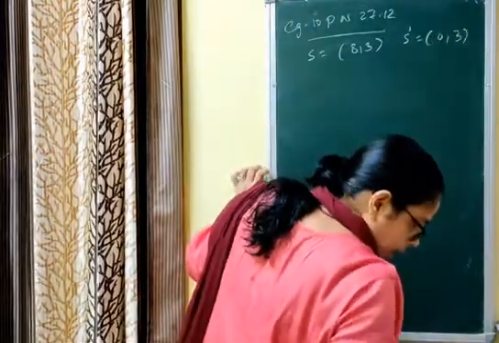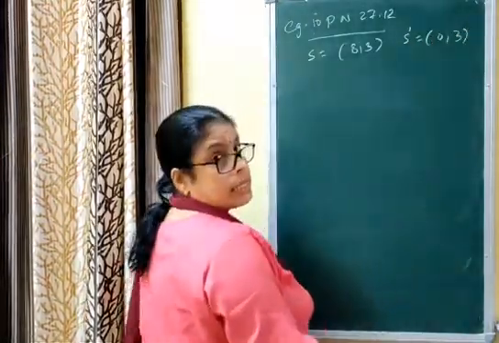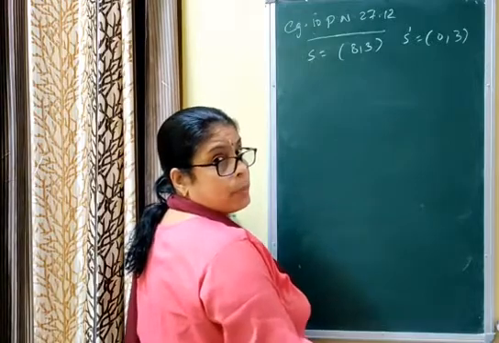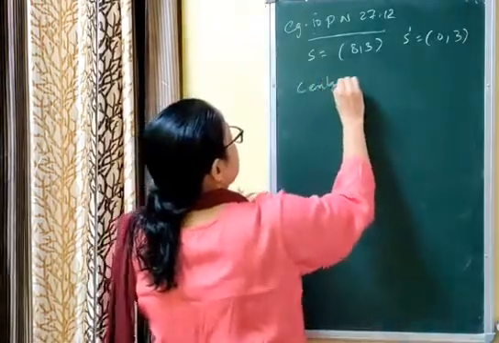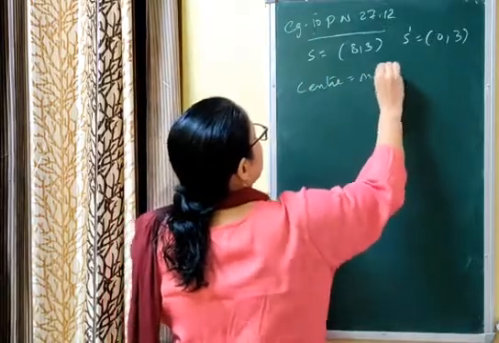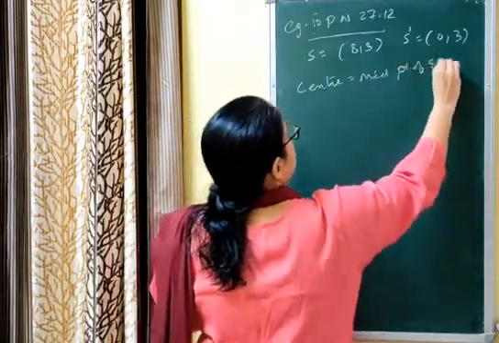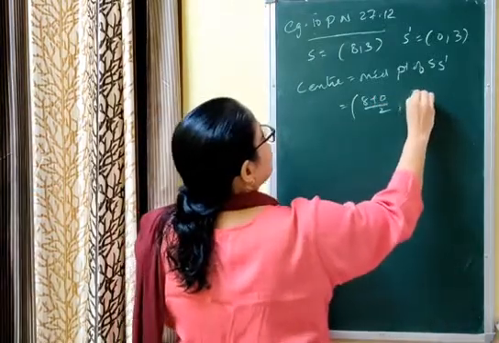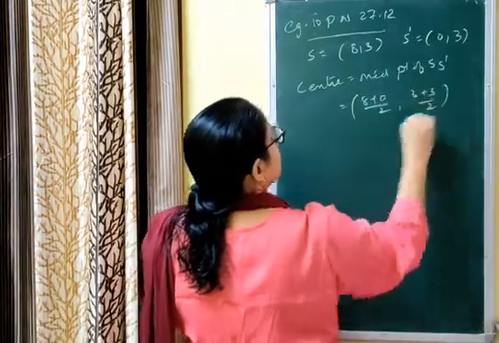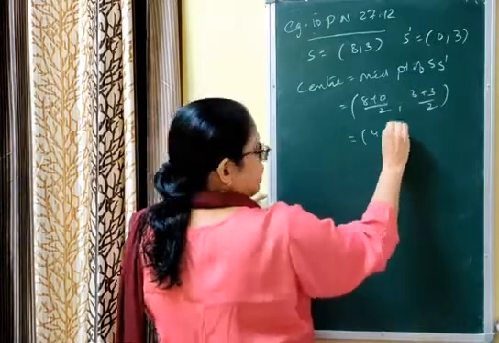Let me check. And how can we find the center? Center is the midpoint of the line segment joining both the foci. Center is equal to the midpoint of S and S dash. So we can find the midpoint using the formula (x1 plus x2)/2, (y1 plus y2)/2, that is (8 plus 0)/2, (3 plus 3)/2, that is (4,3).